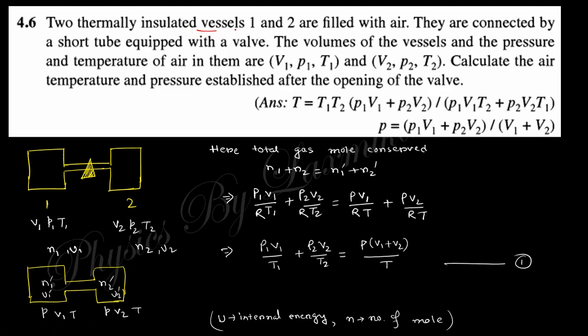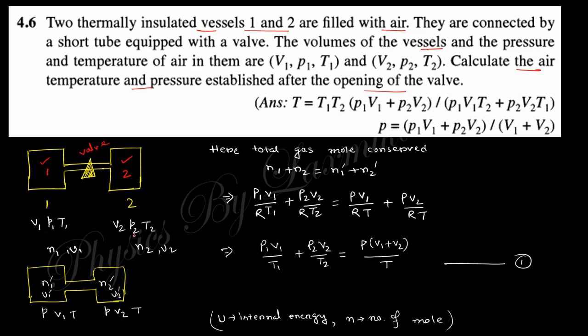Two thermally insulated vessels V1 and V2 are filled with air. Consider these two vessels filled with air, this is 1, this is 2, connected by a short tube equipped with a valve. This is a valve, right? The volume, pressure and temperature are V1 P1 T1, and V2 P2 T2. Calculate the air temperature and pressure established after opening the valve. If you open this valve, the pressure will be the same, so we write P, and the temperature will be the same, but the volume can be taken as V1 and V2.